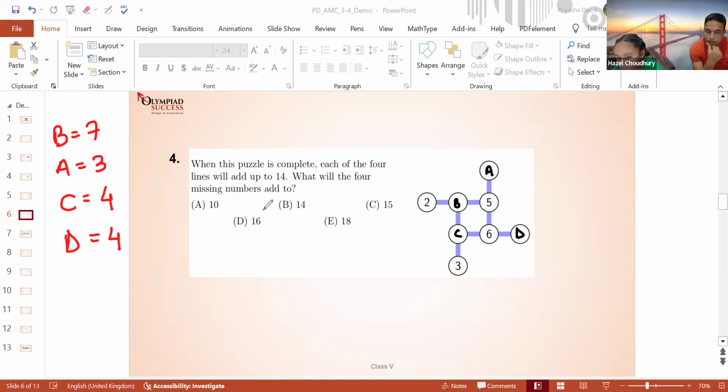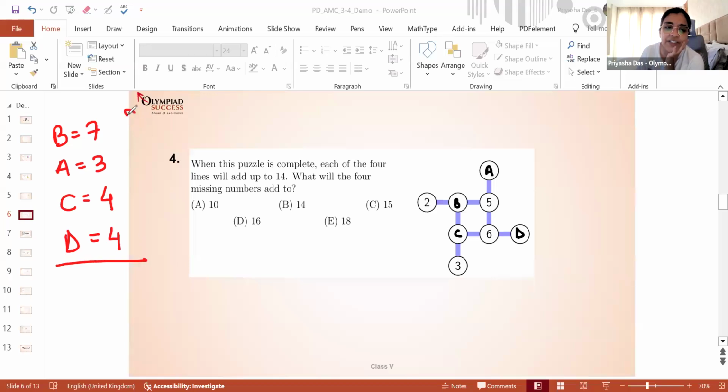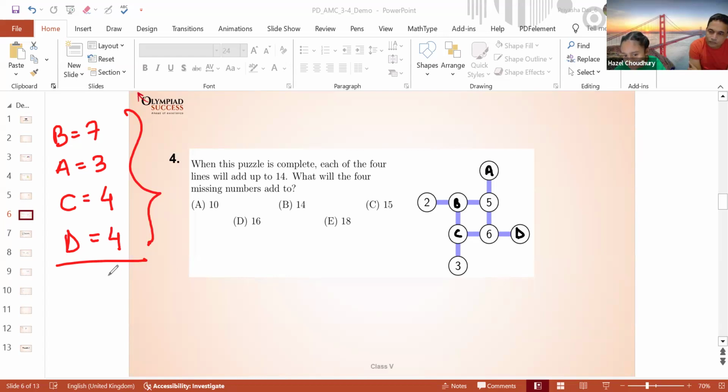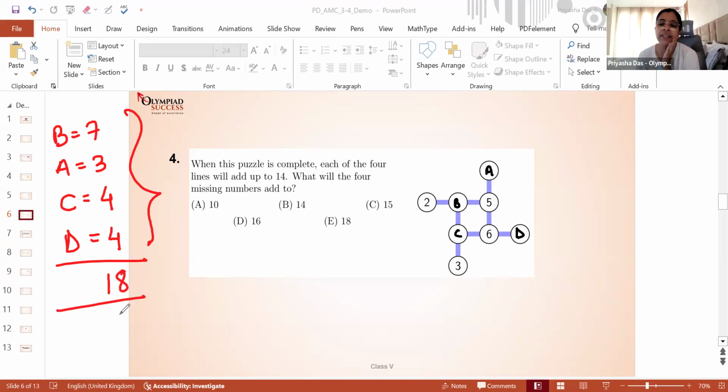All of them add up to 14, so it should be 14. Ah, Hazel did not read the last part carefully. The fourth missing numbers, Hazel. Not a line. Add up. Okay. Yeah. Look, I have written all the numbers here. You need to add up all these numbers. 18. Next time I'll give you a penalty question for a wrong answer. Okay. So this one is right, Hazel.